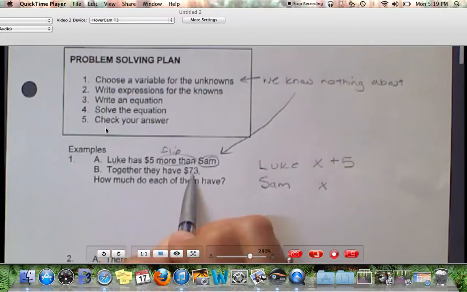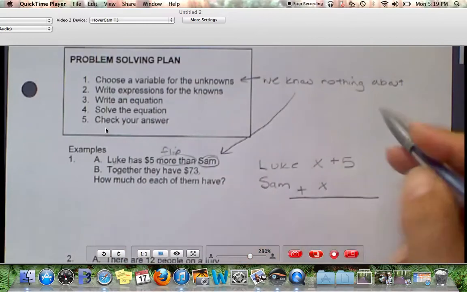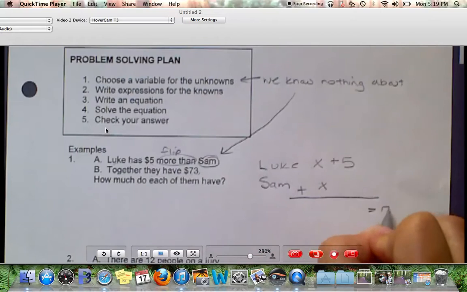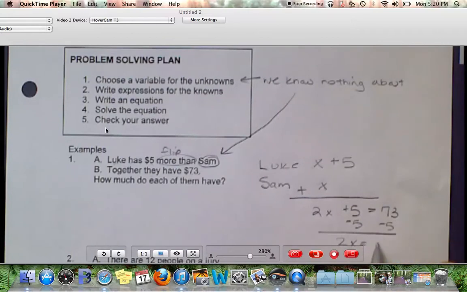Together they have $73. Together meaning when you add them together, so you can add vertically. When we add them together, it should equal $73. So x plus x is 2x plus 5 equals 73. And then we just solve that equation. Undo addition and subtraction first, so we subtract 5 from both sides. We get 2x equals 68, and divide by 2, and we get x equals 34.